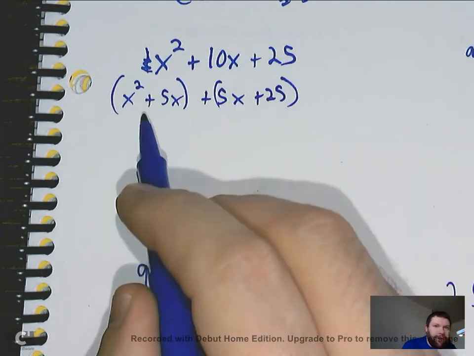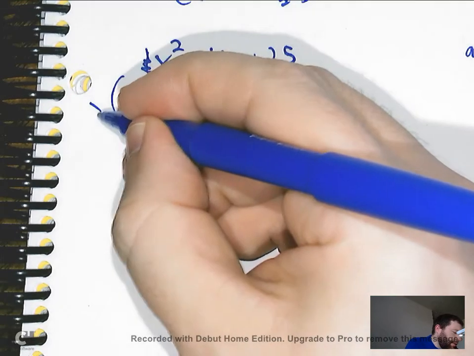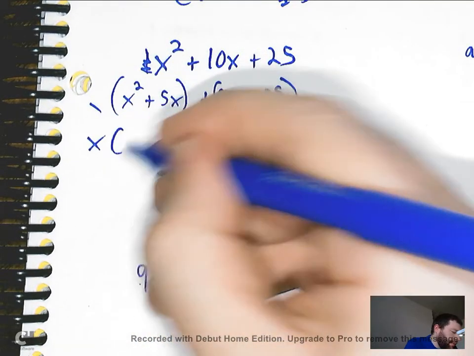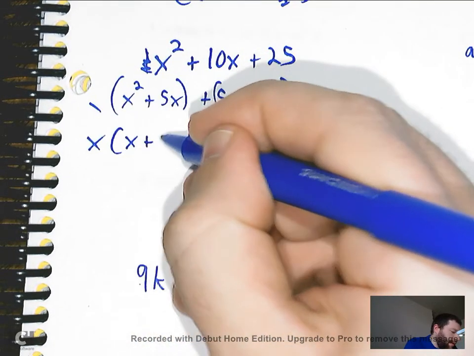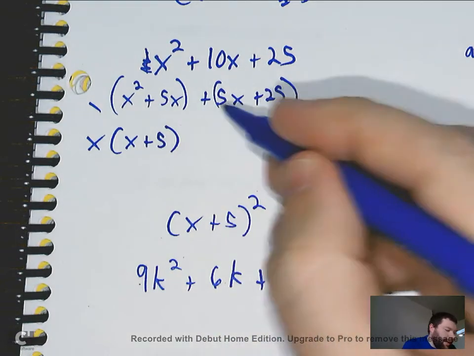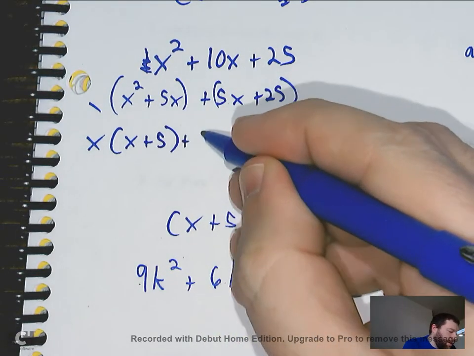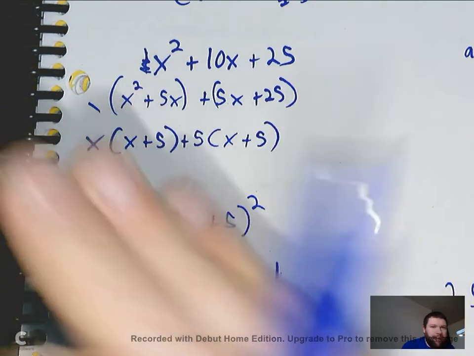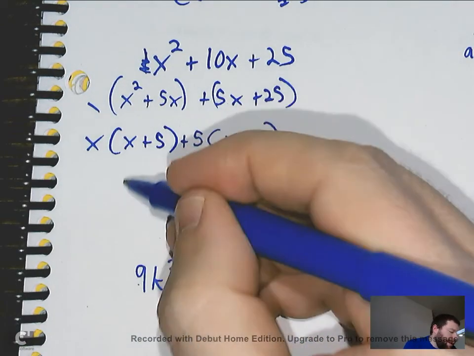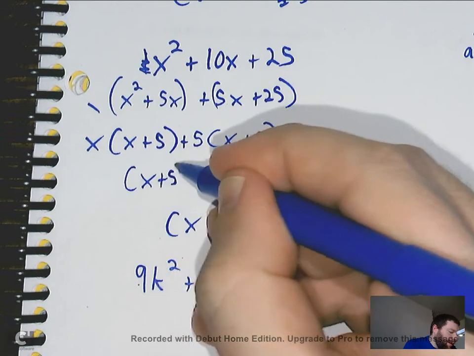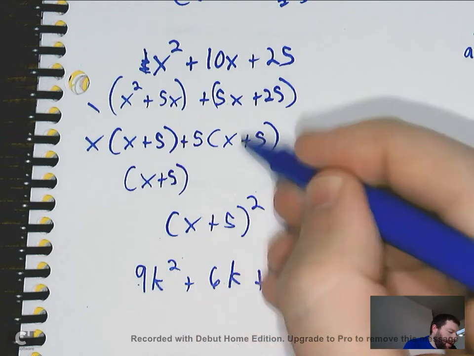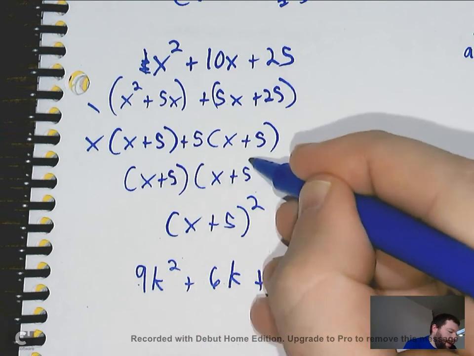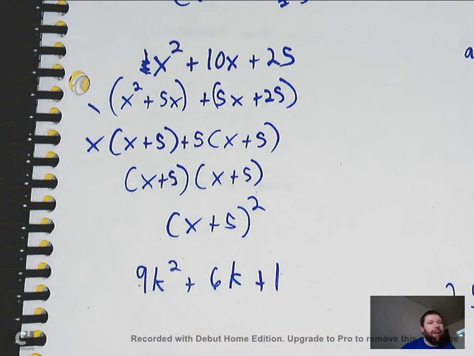Okay, so this first one I can take out an x. I'll write it down here. So x times x plus 5. This second one I can take out a 5, so plus 5 times x plus 5. Hey, look, I can factor out an x plus 5. And then I would get x plus 5. Hey, I can also write that as x plus 5 squared.